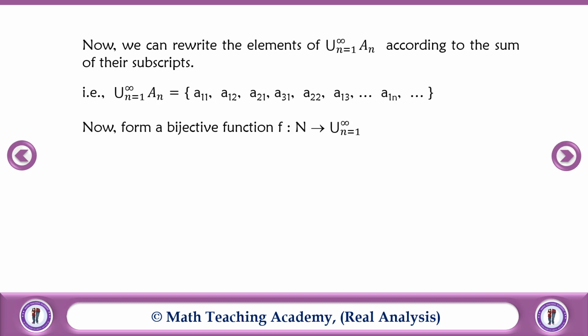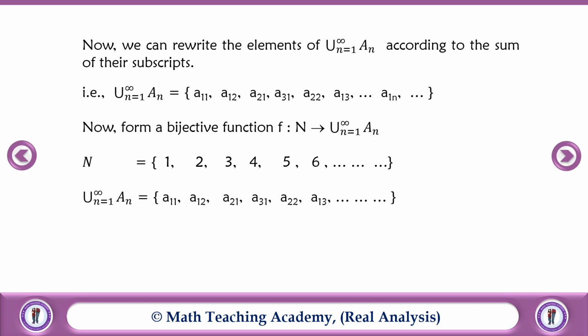Now, form a bijective function f from N onto the union of An. So the set of all elements in the set N is 1, 2, 3, 4, 5, 6, etc. The set of all elements in the union of An is A11, A12, A21, A31, A22, A13, etc. Now map N onto the union of An. So map 1 onto A11, map 2 onto A12, map 3 onto A21, map 4 onto A31, map 5 onto A22, map 6 onto A13, and so on.